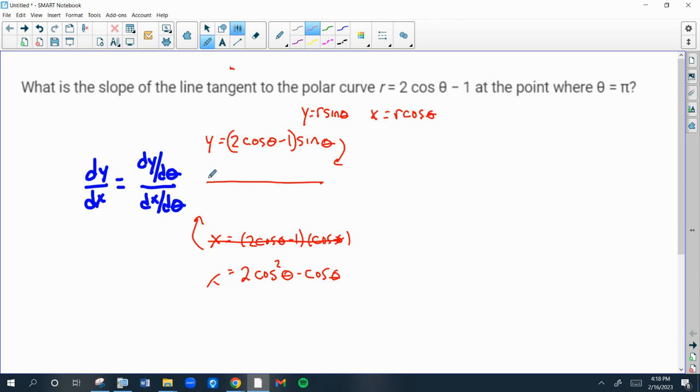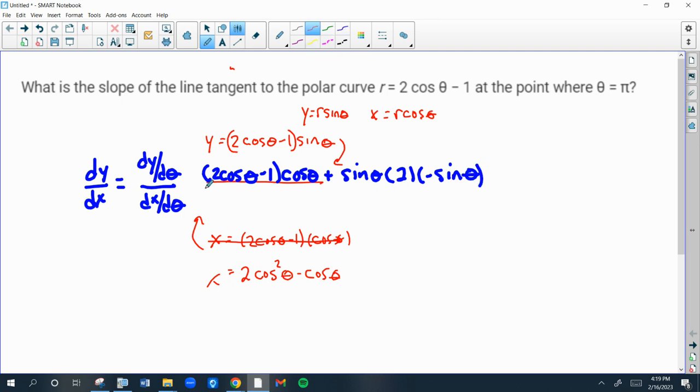So the dy/d theta, let me change this to blue so it's the same. It's the first, 2 cosine theta minus 1, times the derivative of the second, which is cosine theta, plus the second, sine theta, times the derivative of the first. So the derivative of 2 cosine theta minus 1 is just 2 times a negative sine of theta. So that's my derivative of dy/d theta.